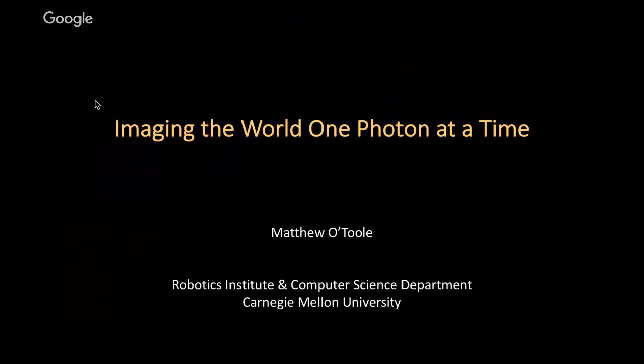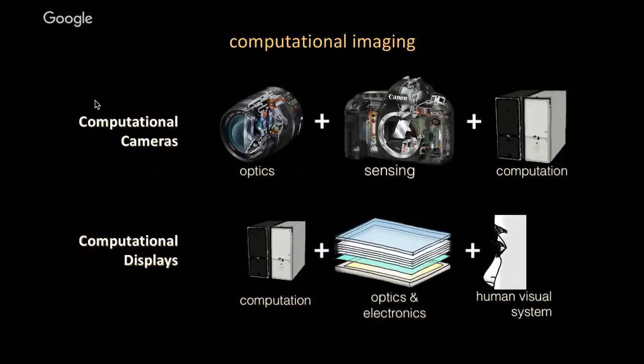Okay. Great. So again, thanks for having me. I'm part of the Robotics Institute and Computer Science Department here at Carnegie Mellon. And I work in computational imaging. So this is a topic that finds itself at the intersection of computer graphics and computer vision. And the idea behind computational imaging is to find new ways to capture or display visual information. And this often is done by thinking about how to change the hardware and the software that goes into cameras and displays to do just this.